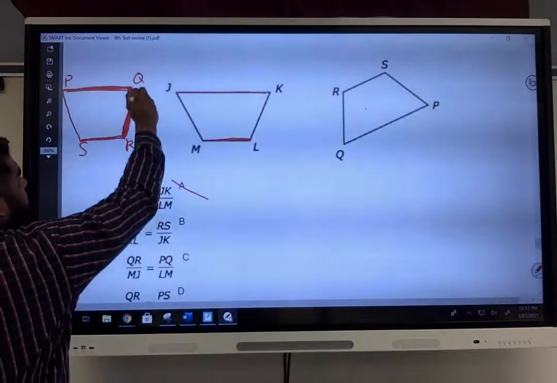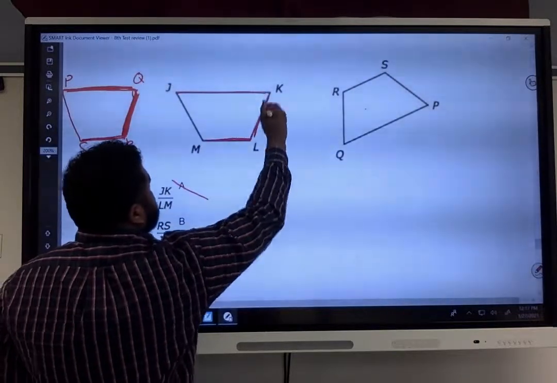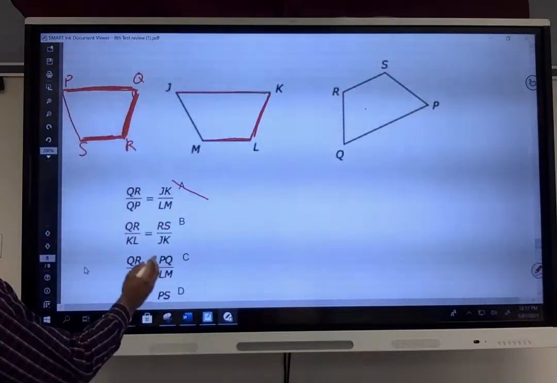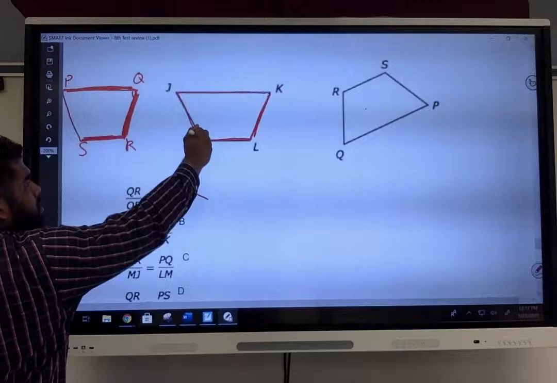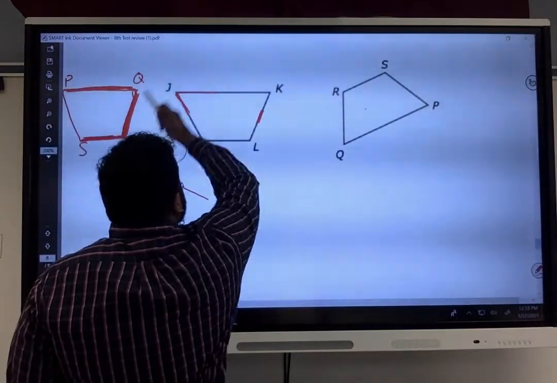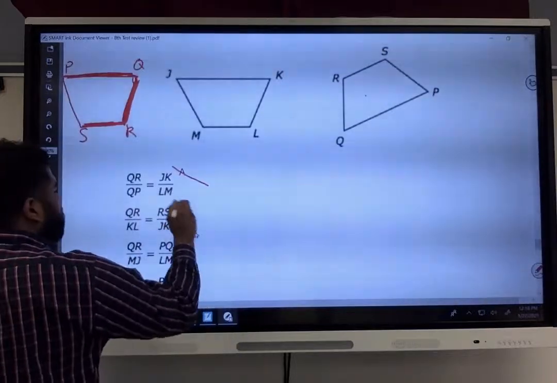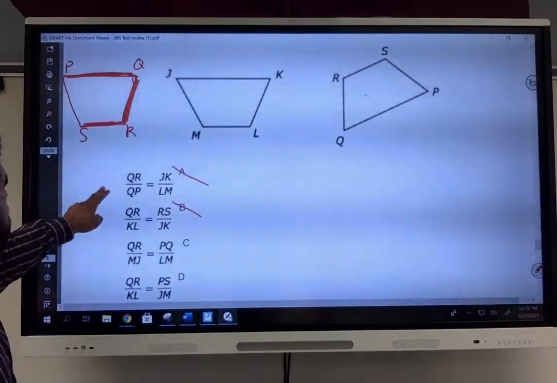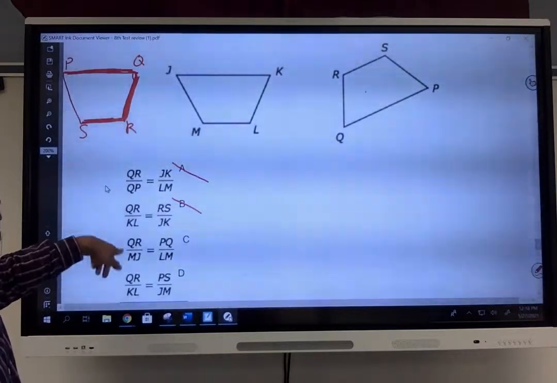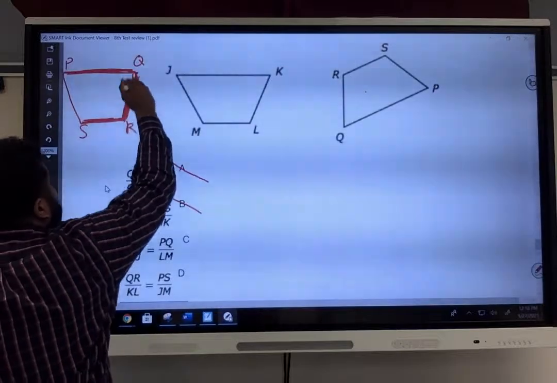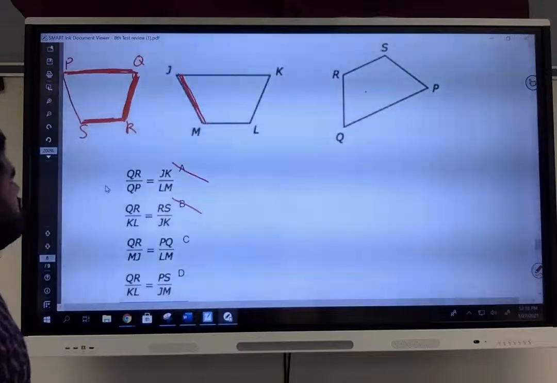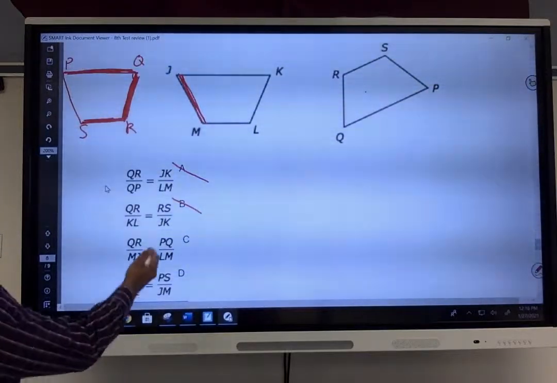Yes, that's good so far, because this side and this side match up, right? But does RS, which is this bottom portion, match up with JK right here? No, it doesn't, okay? So B is incorrect. Now, as you can see, QR right here is QR over MJ. QR over MJ is proportional to RS over LM.